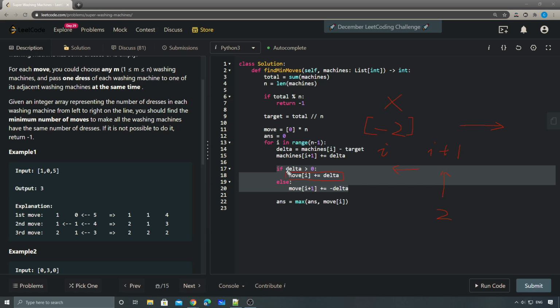Because when the delta is negative, it means that we are only receiving the addresses from the right side, and the current index does not give any addresses out. It only receives the addresses, or it can pass some addresses to the left side.